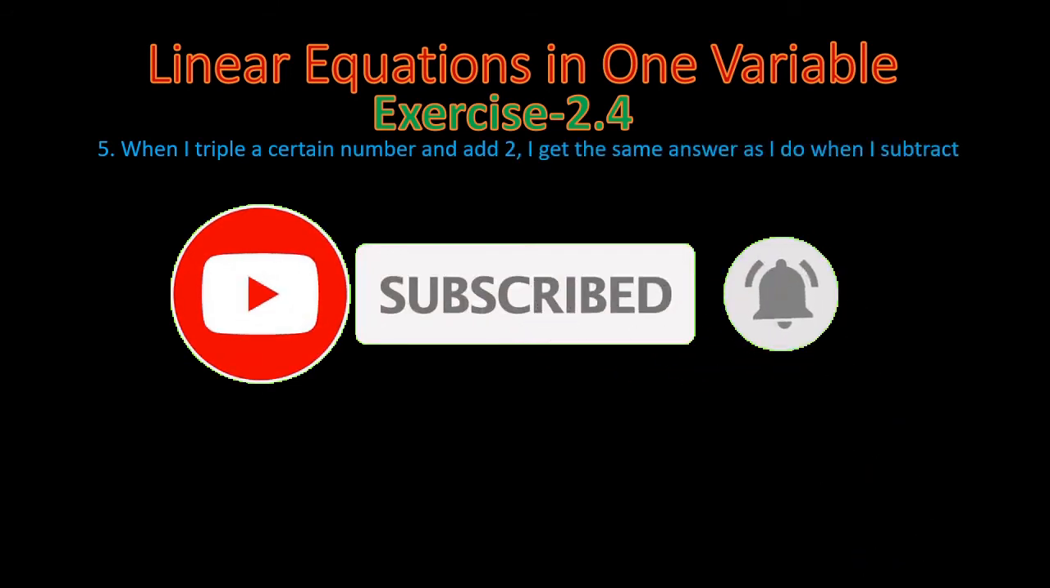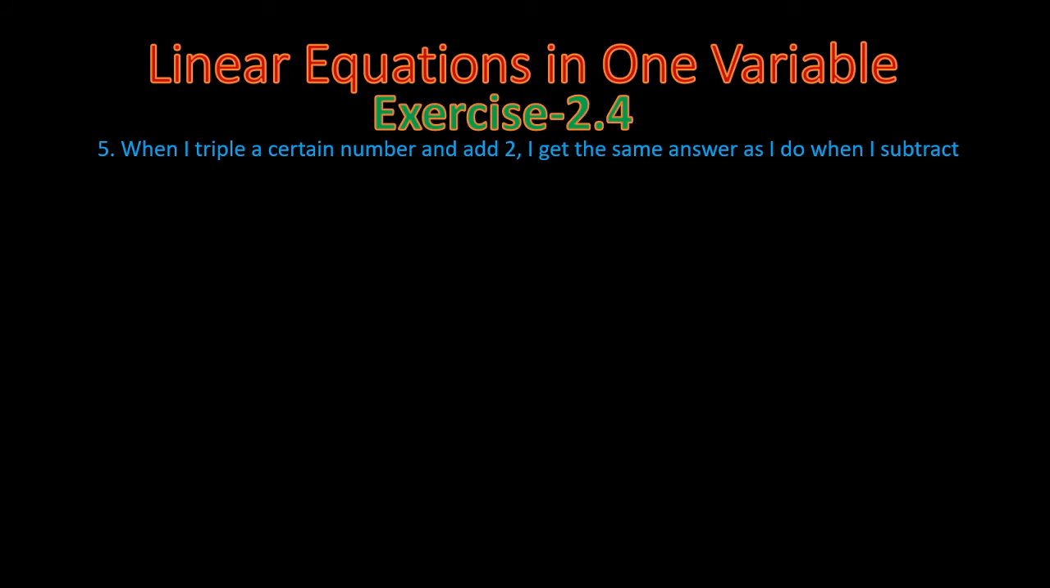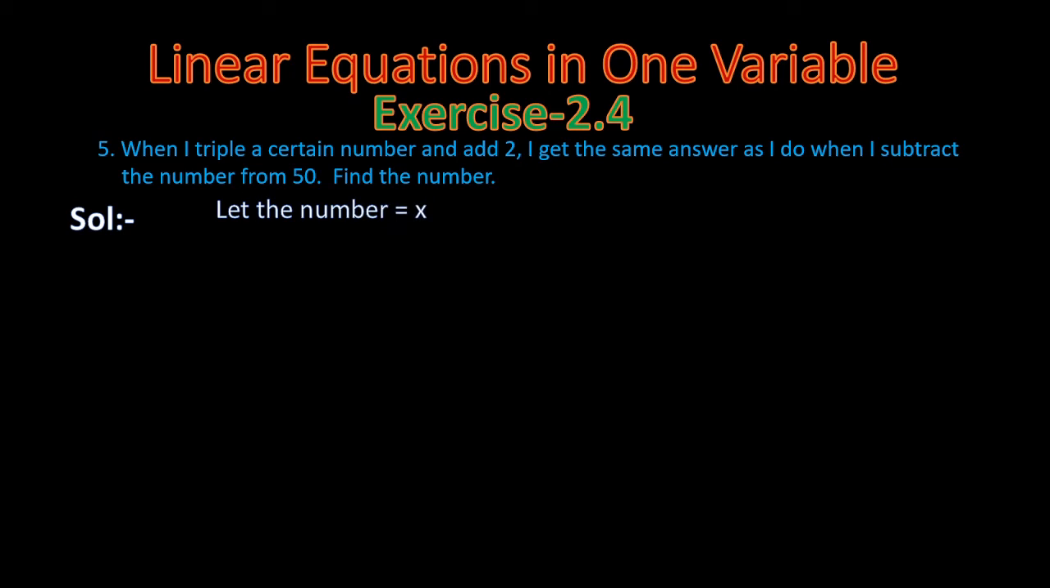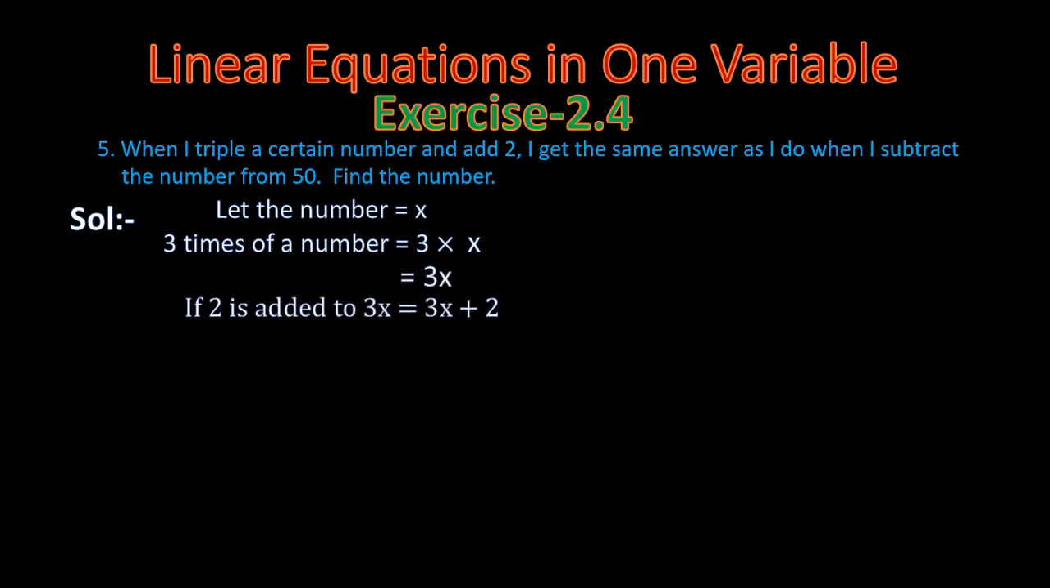Fifth problem: when I triple a certain number and add 2, I get the same answer as I do when I subtract the number from 50. Find the number. Solution: let the number be x. 3 times of a number is equal to 3 into x, that is equal to 3x. If 2 is added to 3x, that is equal to 3x plus 2. If x is subtracted from 50, that is equal to 50 minus x.